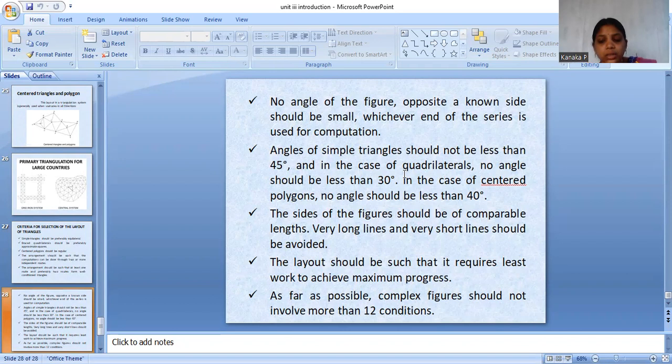Next one is types of signals. Signals are mainly classified as: first one, daylight or non-luminous signals; second one, sun or luminous signals; third one, night signals. So what is meant by daylight or non-luminous signals?